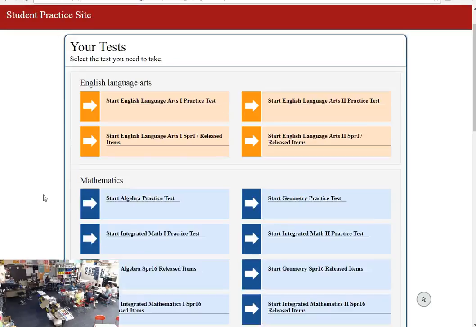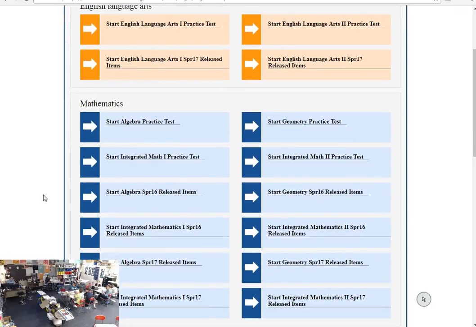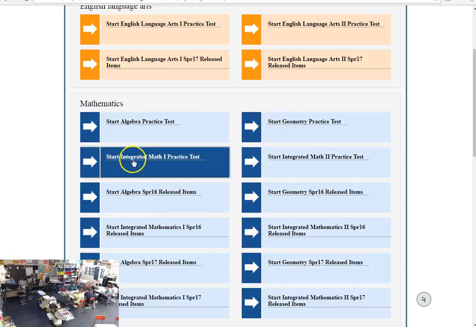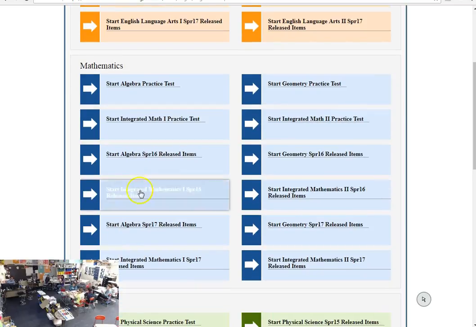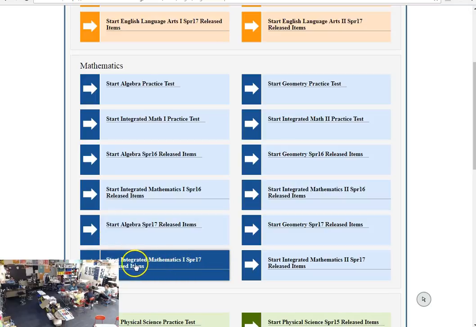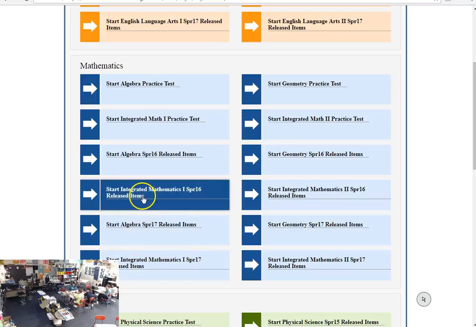What class could you be taking? So, depending on your school and the track they took, they could still call classes algebra, geometry. We don't. So, you'd be looking for Integrated Math 1. Notice they have a practice test. They have from spring of 16 what was released, and spring of 17 what was released. All of these resources are great ways to review.